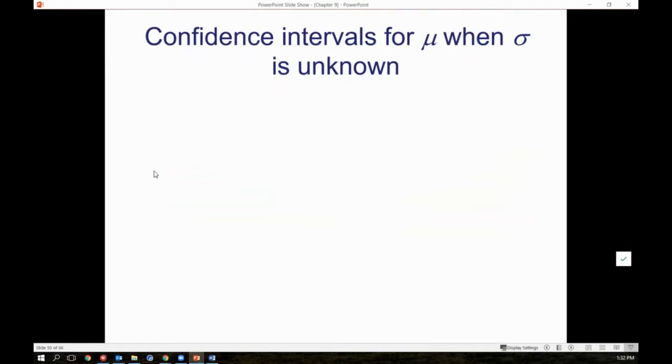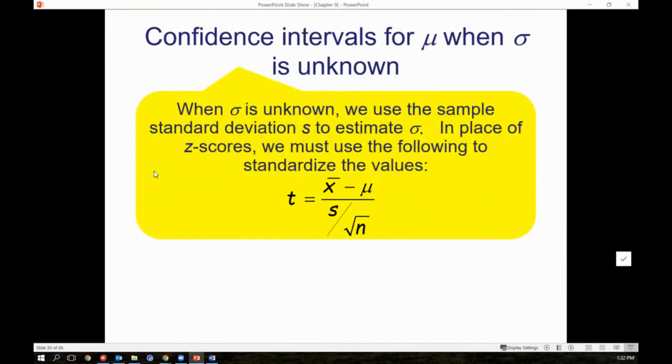So pretty straightforward calculation. Now let's look at what happens when sigma is unknown. So when sigma is unknown, which is more typical, we use the sample standard deviation S to estimate sigma. In place of z-scores, we must use what are called t-statistics. We've got z-scores, now we have t-statistics.